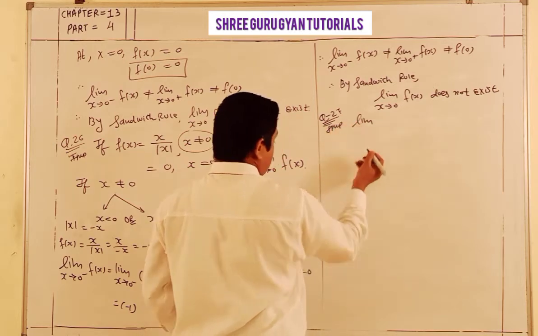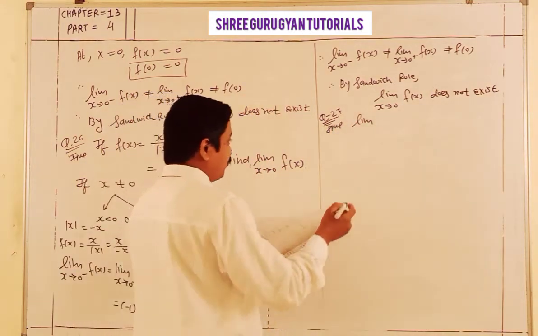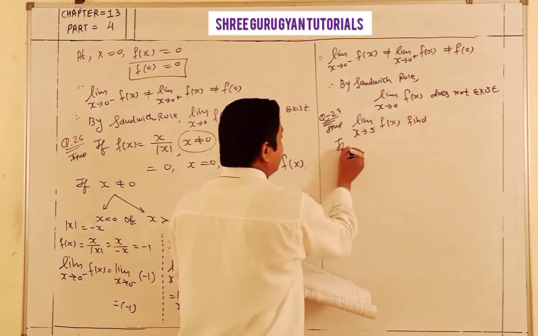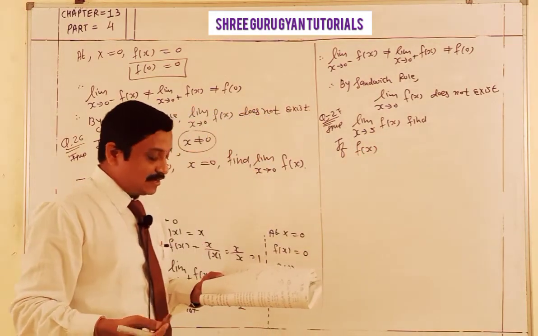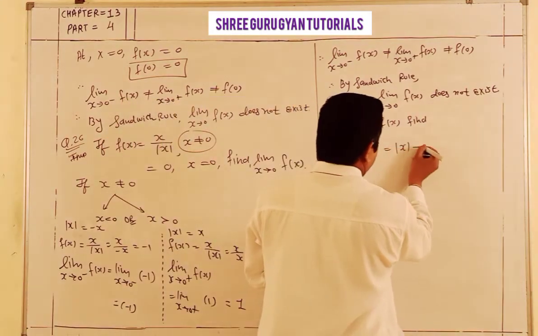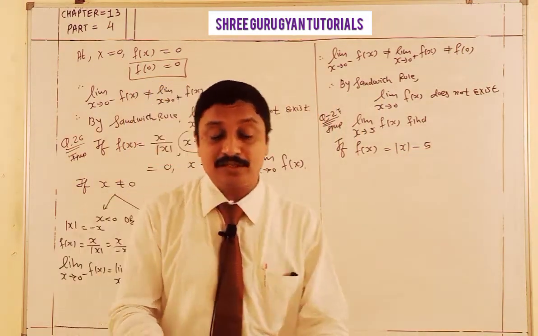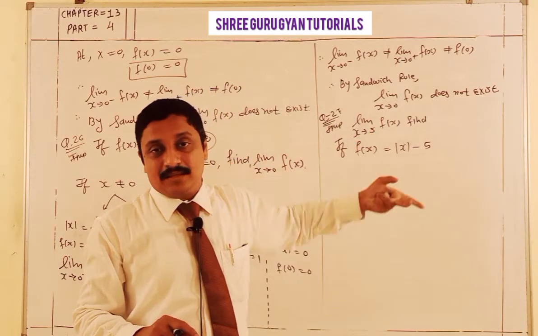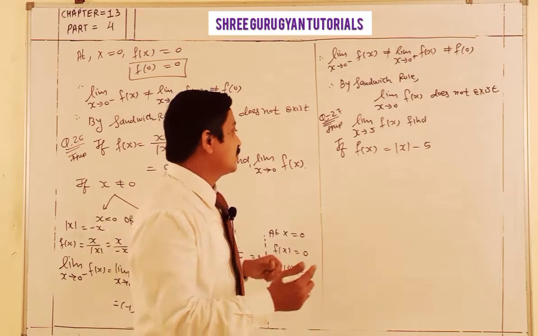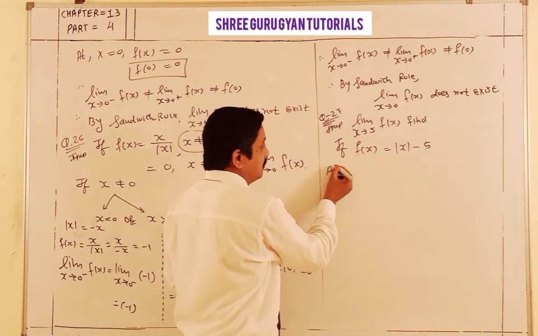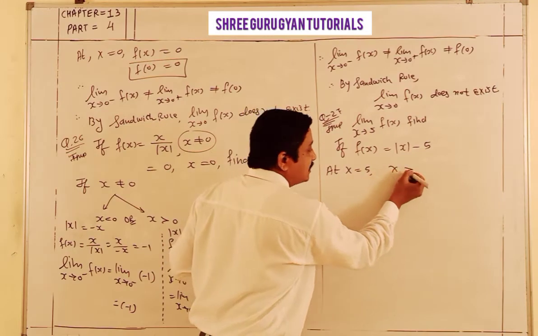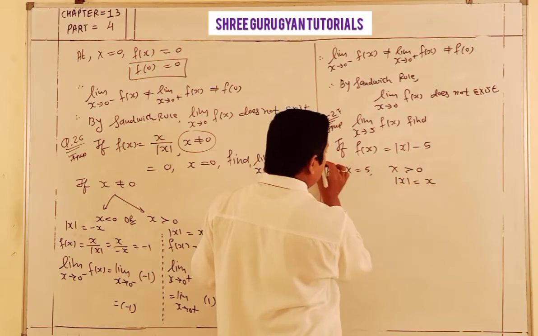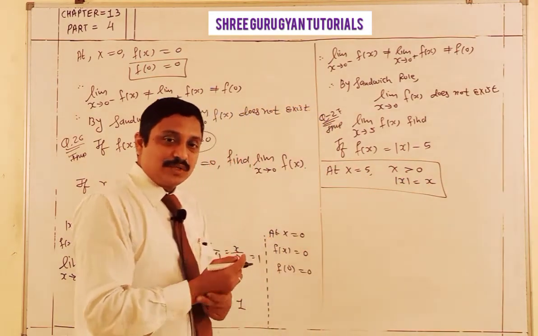The question asks: find the limit as x tends to 5 of f(x), where the function is given only and only as modulus of x minus 5. Students, here the modulus has two cases, positive or negative. But we decided that at x equal to 5 it is indirectly more than 0. So here I start: at x equal to 5, definitely x is more than 0, so modulus x is only and only x. So I start one by one.